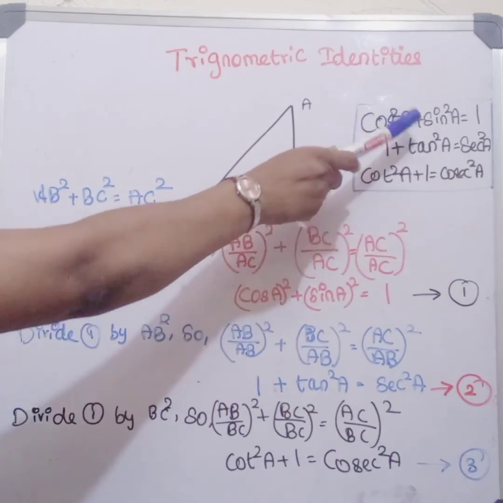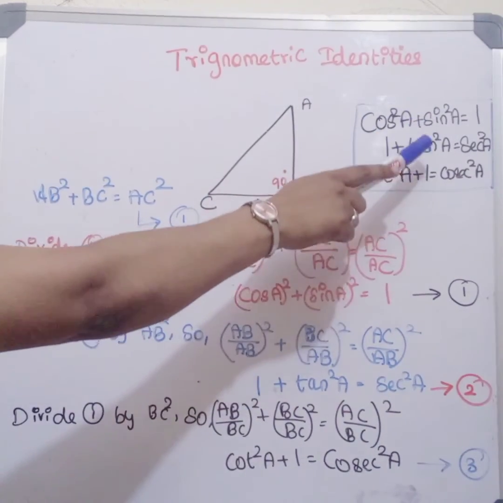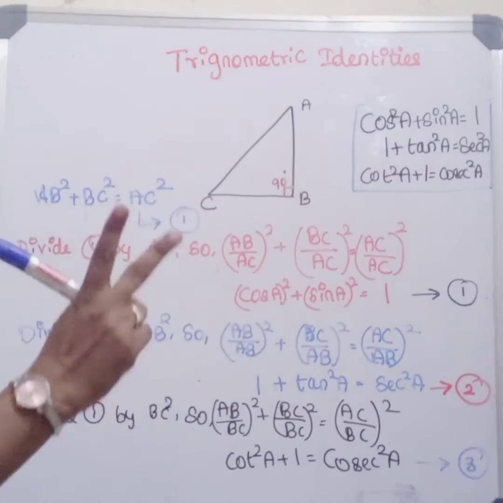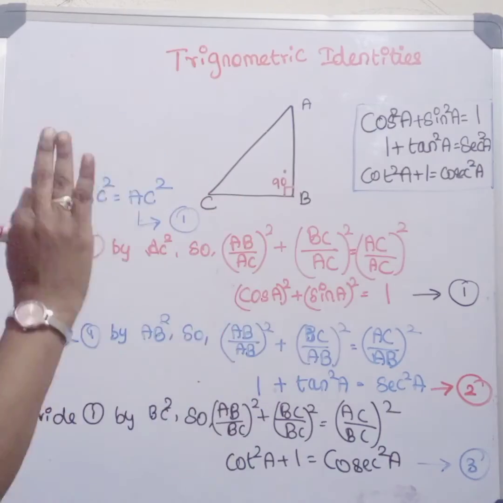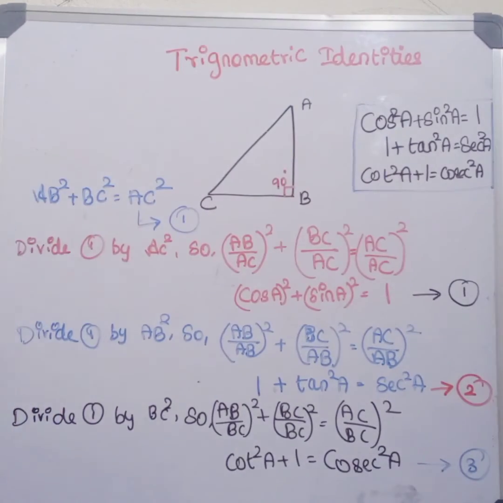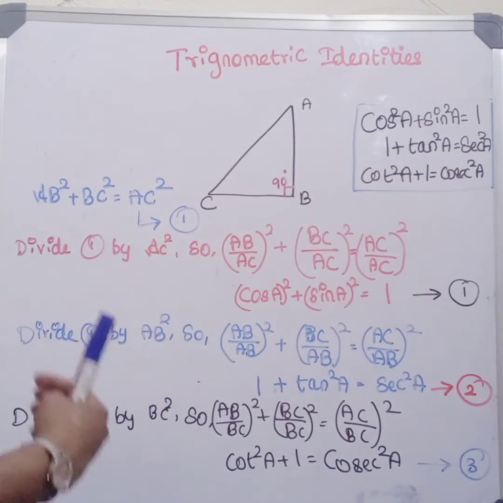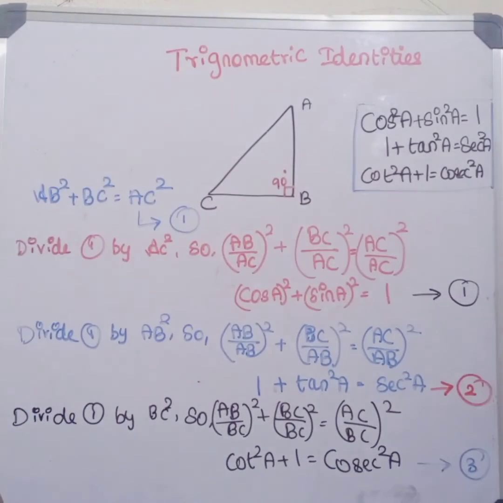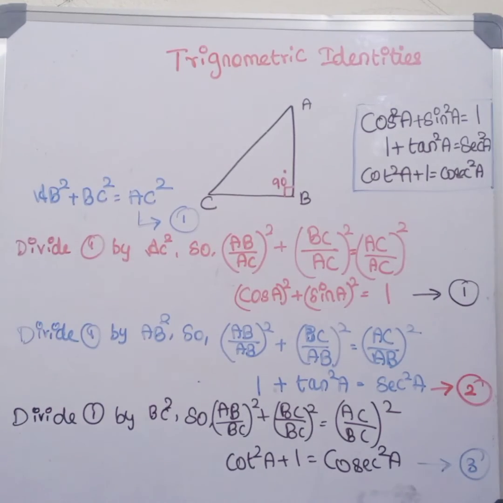So cos square A plus sin square A is equal to 1 is your first identity. 1 plus tan square A is equal to secant square A, that is your second identity. Cot square A plus 1 is equal to cosecant square A, this is our third identity. So in this triangle, we can evolve these identities only with the help of the Pythagoras theorem. In this way, trigonometric identities evolved from the basic right angle triangle. These identities we can use to simplify complicated trigonometry problems.